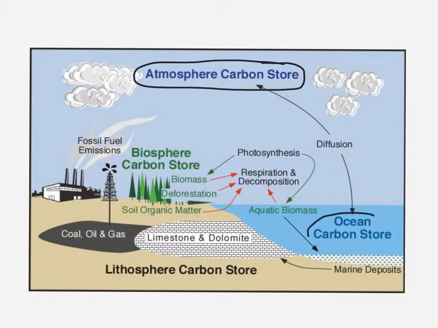There's a lot of carbon stored in the ocean, and the carbon in the ocean and the carbon in the atmosphere goes back and forth through a process known as diffusion. Okay, so it can go back and forth, ocean to atmosphere.